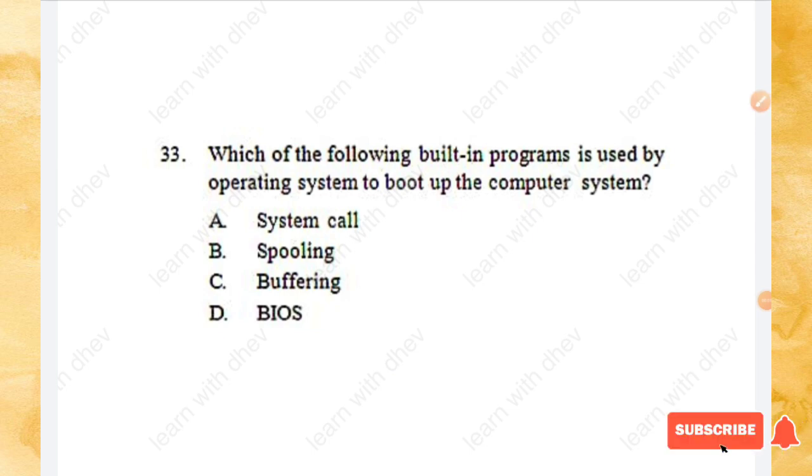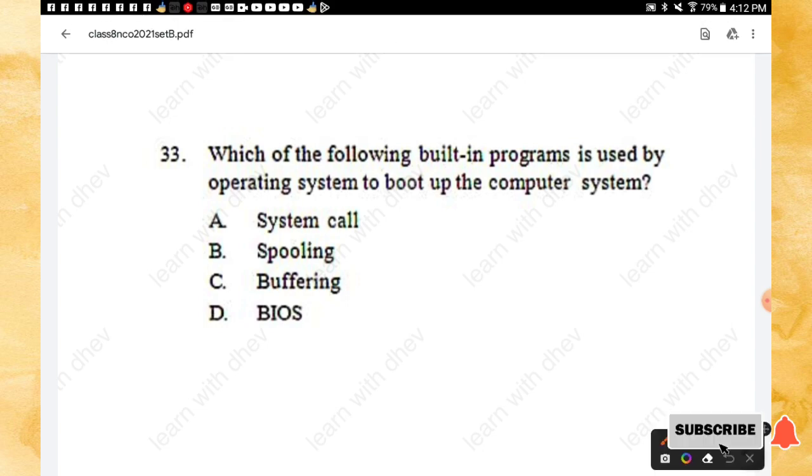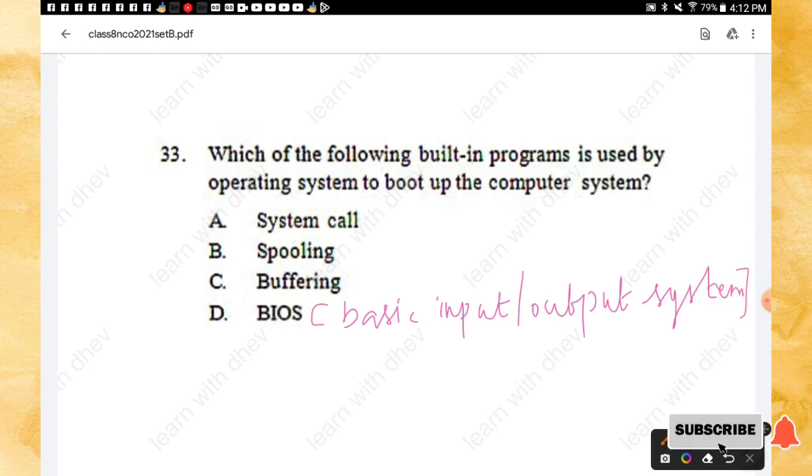Question number 33. Which of the following built-in programs is used by the operating system to boot up the computer system? Option A, system call; spooling; buffering; BIOS. What is BIOS here? It's basic input or output system. So the built-in program used by the operating system to boot up the computer is nothing but option D, BIOS.